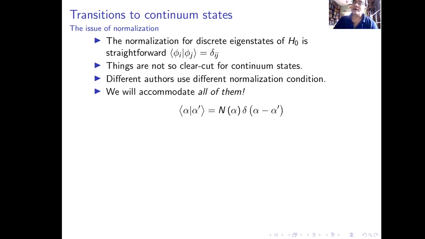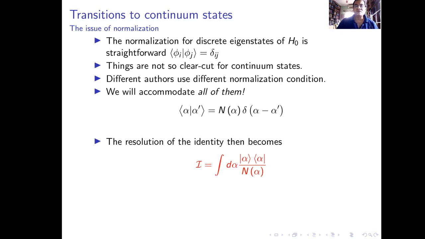Some other authors, depending on what their major goal is, choose some other form. So we are leaving this particular form open at this stage, some function n of alpha. Once you do this, the resolution of the identity is no longer a sum over all the states, alpha ket alpha bra. It becomes an integral, of course, and the integral is over d alpha by n alpha. That's the measure. So instead of just using the projector alpha ket alpha bra, you have to use alpha ket alpha bra divided by this normalization factor here, n alpha.